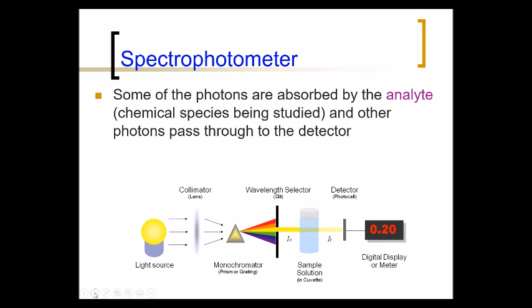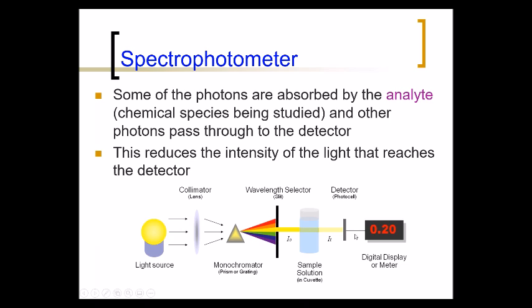Now, some of the photons are absorbed by the analyte. That's a key term. Analyte is the chemical species being studied in the lab. Sometimes it's an unknown, sometimes it's a known, but it's whatever you're studying in the lab. So some of the photons are going to pass through and get to the detector. Some of them, of course, will not. They will be absorbed by the material in the sample or the cuvette here.